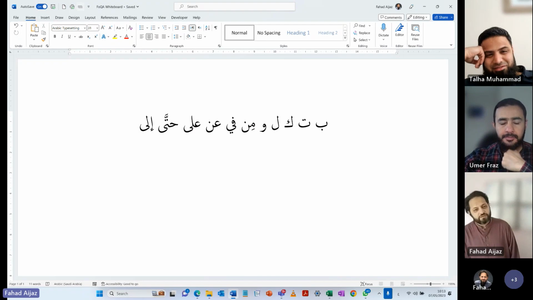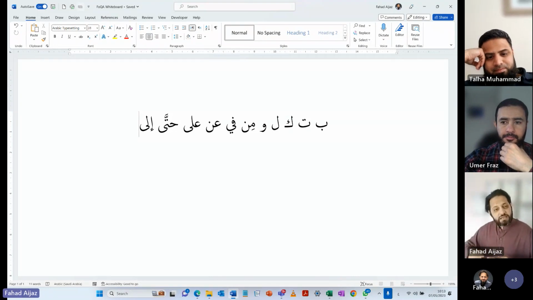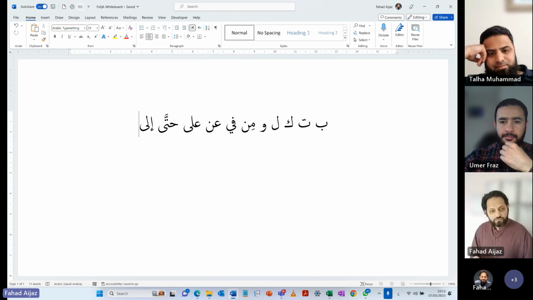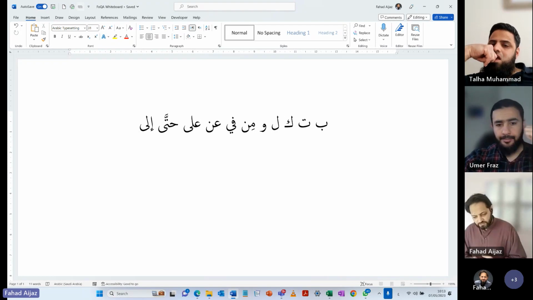Ba, ta, kaf, lam, waw, min, fi, an, ala, hatta, ila. And the whole principle was whenever you see these huruf, an ism will come immediately after, and that ism will be in jar. The whole objective of these huruf is to make an ism jar, an ism that comes right after. Right? Making it jar is their objective.